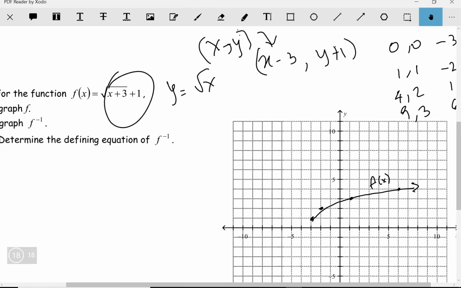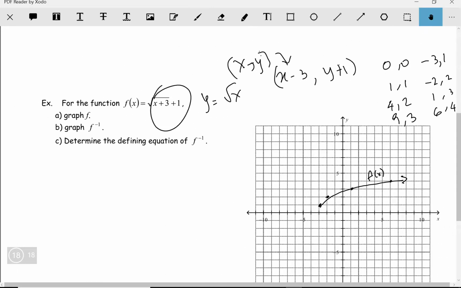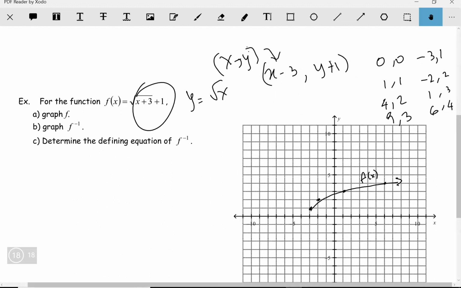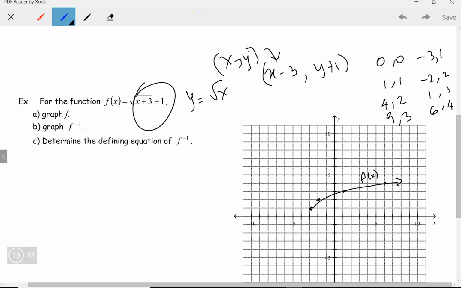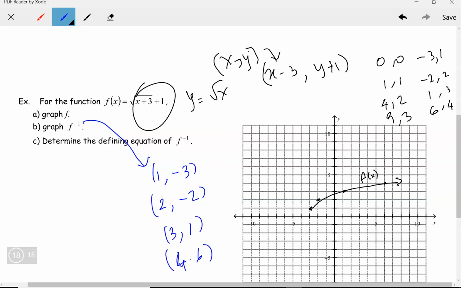And graph f inverse x. So the idea here is to graph f inverse x, we just flip all these points, right? So the points on f inverse will be (1, -3), (2, -2), (3, 1), and (4, 6). That's the easiest way to graph f inverse once we've already graphed f.